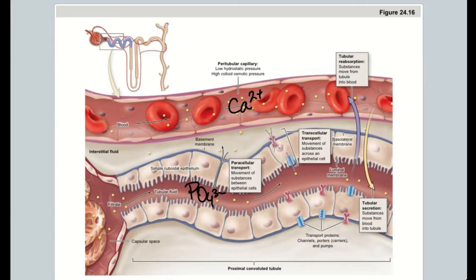The next substances are bicarbonate ions and hydrogen ions. These are very closely related to pH regulation, because bicarbonate is a weak base, hydrogen is an acid, and so their levels are going to affect the pH in your blood. Bicarbonate is filtered freely. So during filtration right here, you're going to see HCO3- moving out of the blood. But most of the H+ stays in the blood because most of the hydrogen ions are bound to some other molecule, so they are not being filtered out.